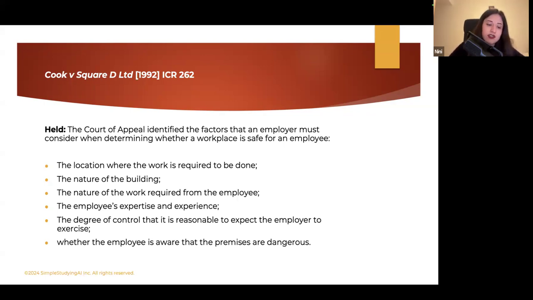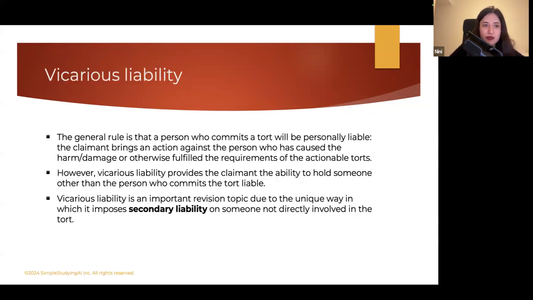So discuss the relevant cases, say, did the employee have the relevant expertise and experience to know how to work safely? What did the employer do? Did they provide the safety equipment? Was the employee aware of the dangers? Did the employer do anything to avoid the accident? All these things must be discussed by reference to the relevant case law.